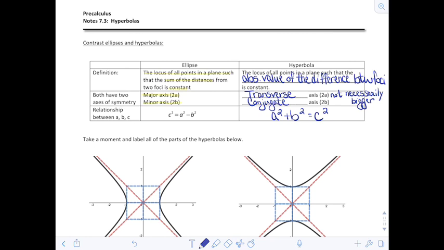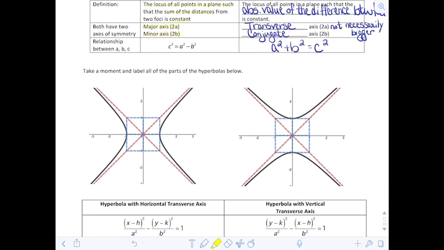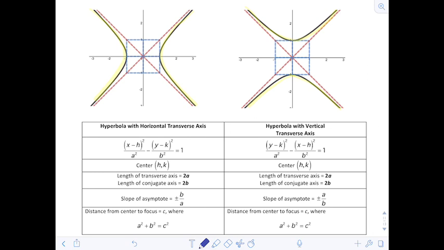Okay, so we're going to take a minute and label all the parts of the following hyperbolas. So as we look at this first one, this hyperbola is horizontal. It goes to the side. And the one on the right is a vertical hyperbola. It goes up and down. So as we look at these two hyperbolas, let's take a look at the first one first. And I'm going to slide this up so we can see some of the differences in their algorithms below.